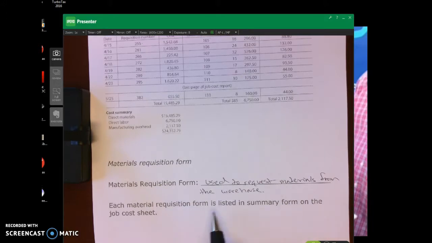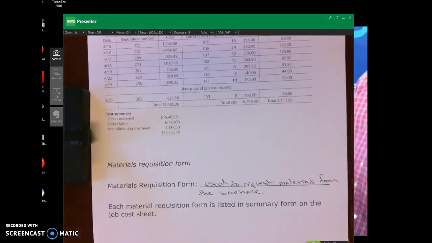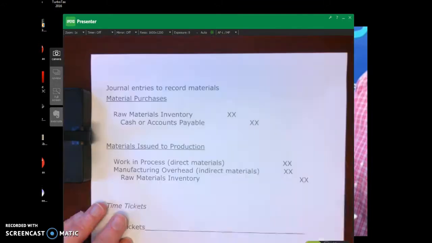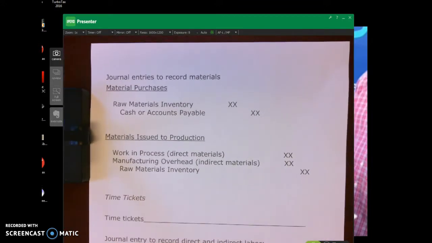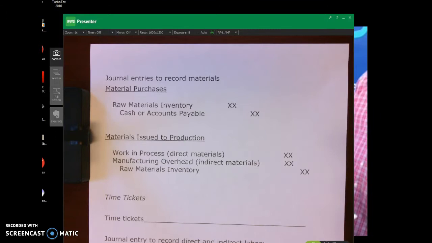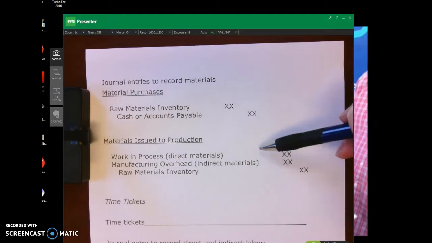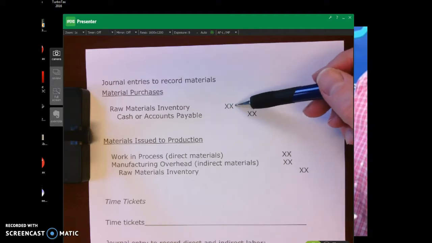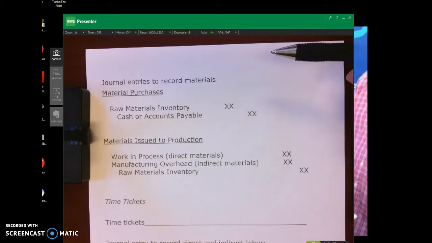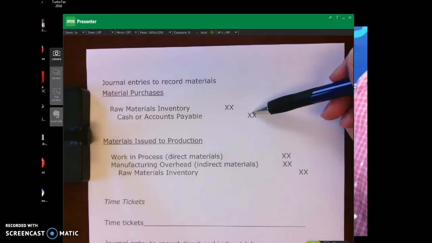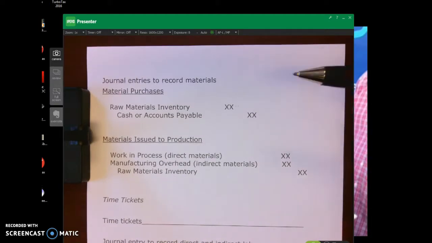Of course, each materials requisition form is listed in summary right here. When we actually request the materials, the requisition form will have the detail behind what materials we asked for, so how many feet of wood, how many pounds of glue, that kind of thing. The materials requisition form is going to trigger these two journal entries. When we purchase raw materials, we debit raw materials because raw materials is an asset and a debit increases an asset, and we credit cash, or if we bought it on a credit card, we credit accounts payable, which is a liability.